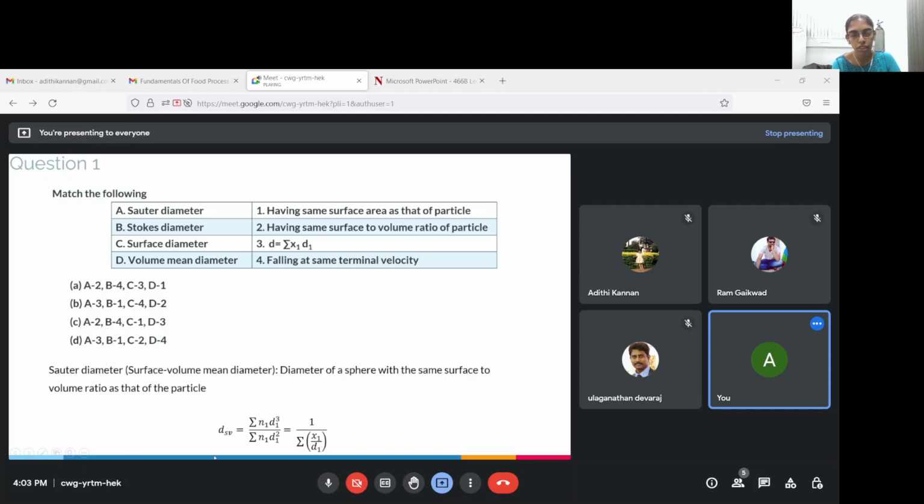For sorter diameter, across the distribution of particles that we have, we can find the mean sorter diameter by this formula: sigma n1 d1 cube, where n1 is the number of particles and d1 is the diameter of that particular range, divided by sigma n1 d1 square. When you convert number of particles into weight fraction, this is what you get: 1 by sigma x1 by d1. All these formulas are given in the lecture, I think lecture 37. You can go back to those lectures to find out more about these concepts. So sorter diameter is the diameter of a sphere with the same surface to volume ratio.